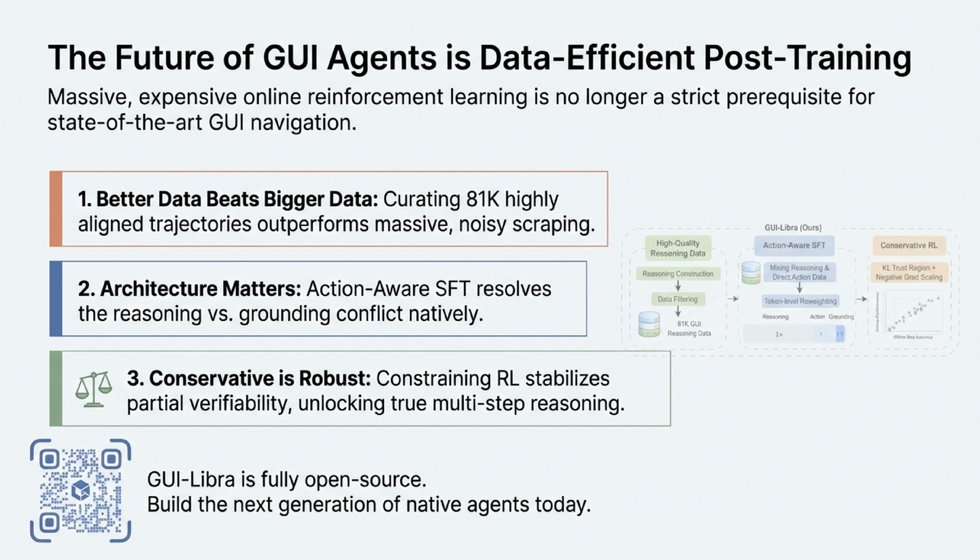In conclusion, the future of GUI agents is data-efficient post-training. We've proven that massive, expensive online reinforcement learning is no longer a prerequisite for state-of-the-art navigation. Remember these 3 takeaways: better data beats bigger data, architecture matters, especially using action-aware SFT, and conservative is robust, meaning constrained RL unlocks true multi-step reasoning. Best of all, GUI-Libra is fully open source.